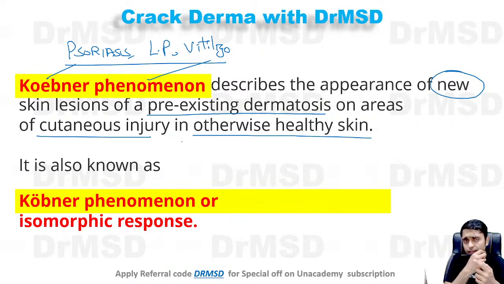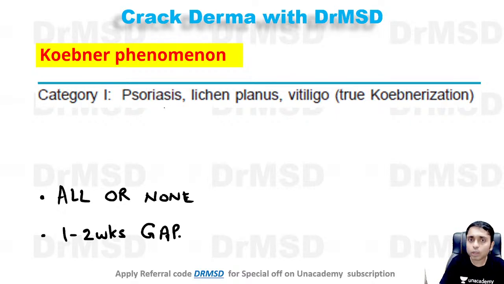So if, for example, a lichen planus lesion is there over here, and the rest of the body is normal without any lesions, if we give a trauma with the blunt end of a pen over the left forearm, then after 2 weeks, if we call back the patient, there is going to be a development of lichen planus like lesions in a linear fashion along the trauma which we have given. This is called Koebner's phenomenon, and this can be seen in all these conditions.